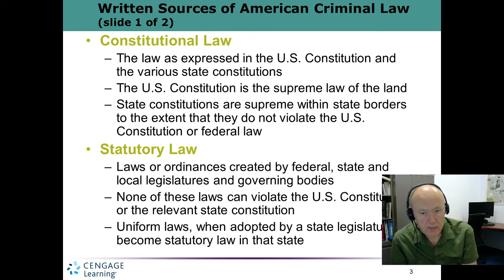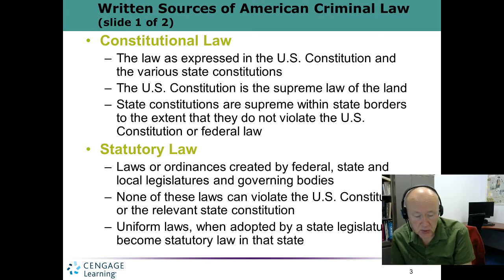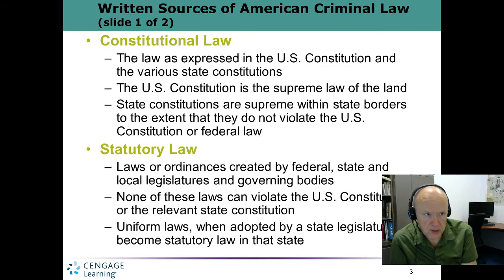At the same time, in parallel and also in force, each state passes its own statutes. So North Carolina, and for us, we're going to find most of North Carolina's criminal law in Chapter 14 of the North Carolina General Statutes, and that's how it's referred to, NCGS. Now, none of these federal laws can violate the federal constitution, and none of the state laws can violate the state constitution.